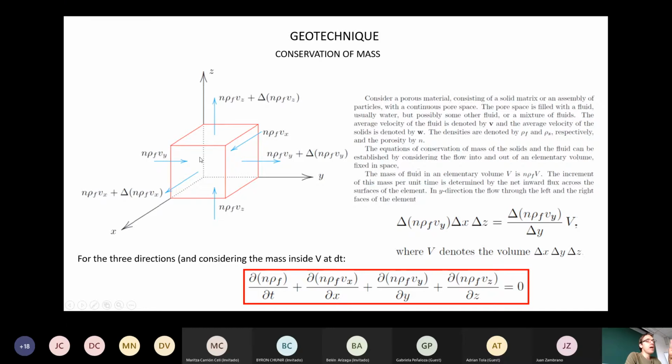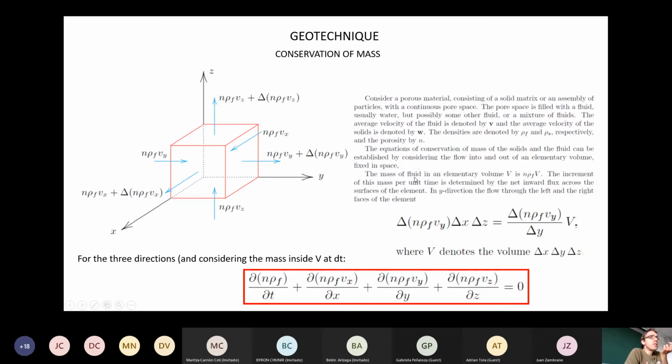The same happens for the other two directions; I was here before the recording. So we are able to write an equivalent relationship for the x-axis. We can see here that the difference between these two terms again is this delta n times rho f, the density of the fluid, and vx. And in this other case, the difference is again these terms, that is, of course, the relation between what enters and what leaves the 3D element of soil.